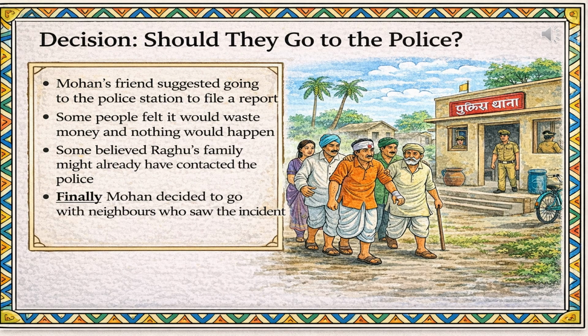After Mohan was injured, his friend suggested going to the police station. Some villagers said it was a waste of time because Raghu was powerful and might influence the police. But Mohan did not want to stay silent. So, he decided to report the case and went with neighbors who had seen the incident as witnesses. This shows that even when people feel afraid, reporting is important to get justice.